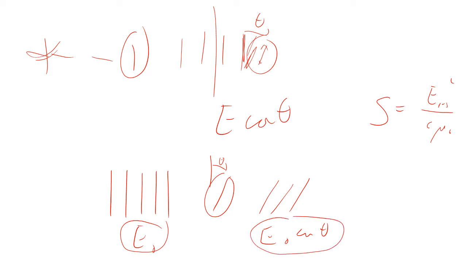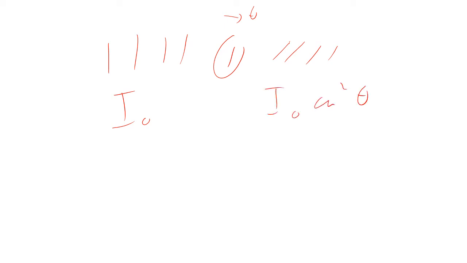And so we could then say that if this over here has some intensity, I naught, then over here, if this is tilted by some angle theta, this intensity is going to be I naught cosine squared theta. And so this relationship right here, that the intensity after you go through a polarizer is I naught cosine squared theta, is called Malus's law.